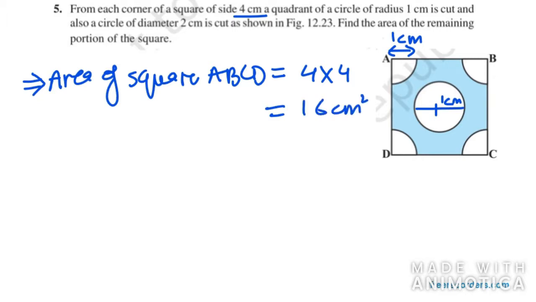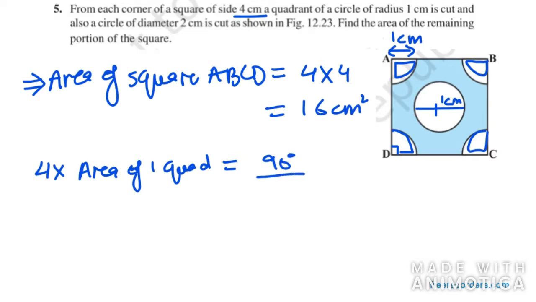Now, the white part covered here at points A, B, C and D, these are actually the sectors. So you know that whenever we have an angle of 90 degrees, it is known as a quadrant. So we need to find the area of one quadrant and we will multiply it with 4. So 4 into area of one quadrant.